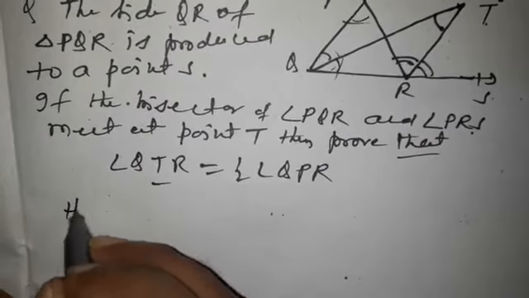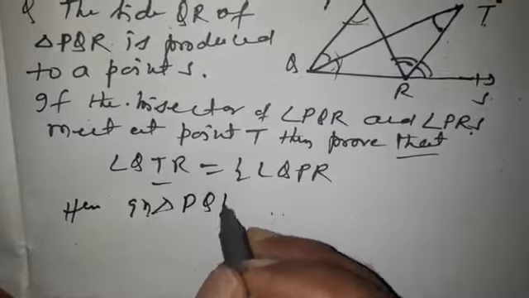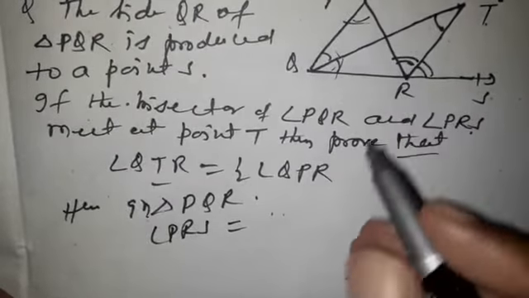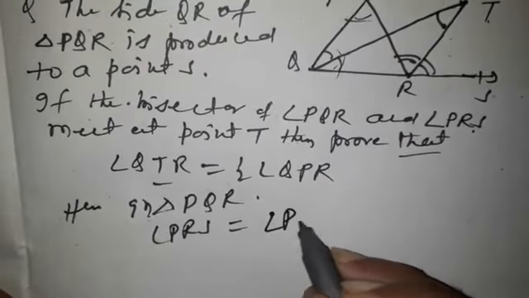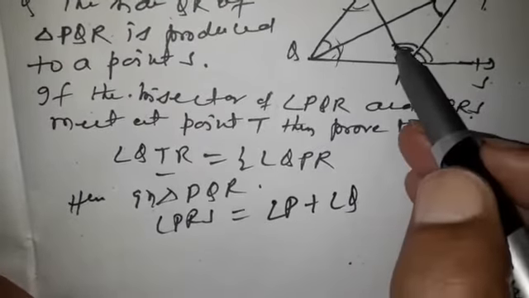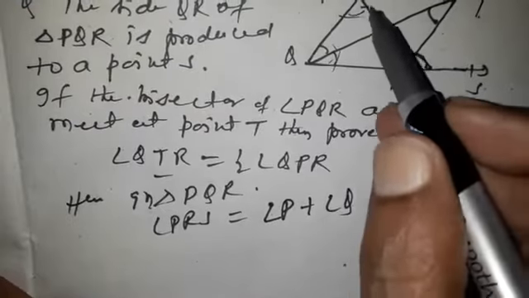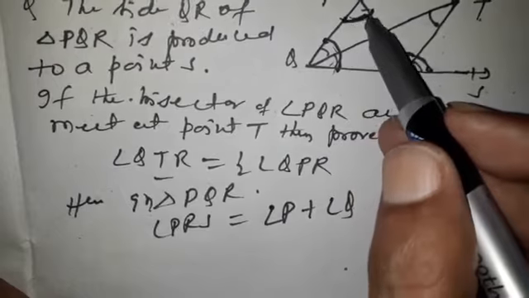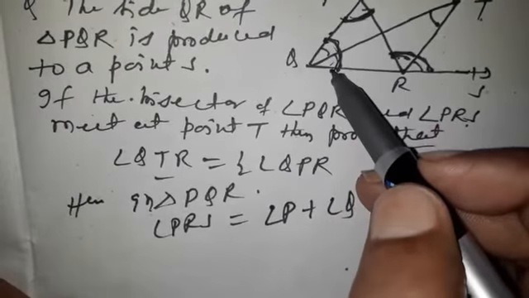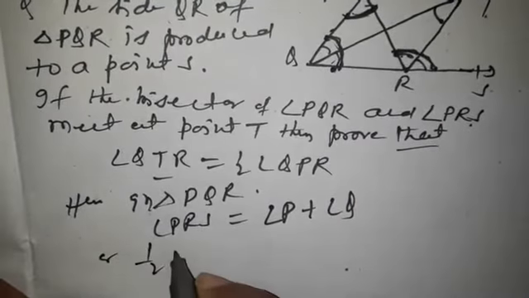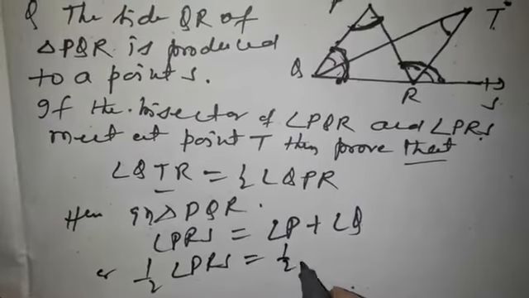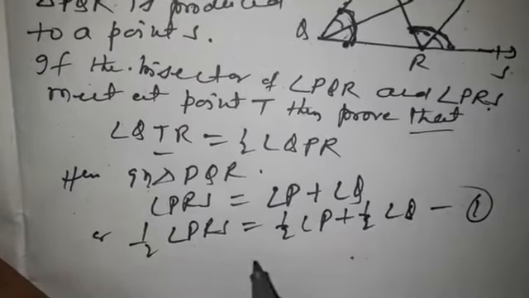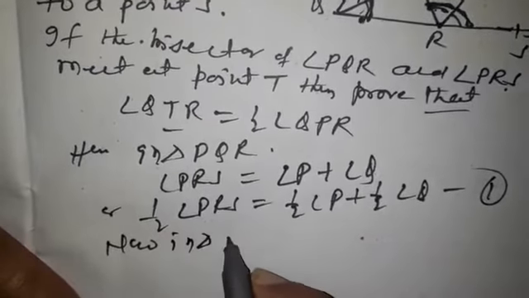So here in triangle PQR, angle PRS, which is an exterior angle of this triangle, is obviously equal to angle P plus angle Q, because we know that the exterior angle of a triangle is equal to the sum of its interior opposite angles. It means this angle is equal to angle P plus whole angle Q, or therefore half of angle PRS is equal to half of angle P plus half of angle Q. Write equation number 1.